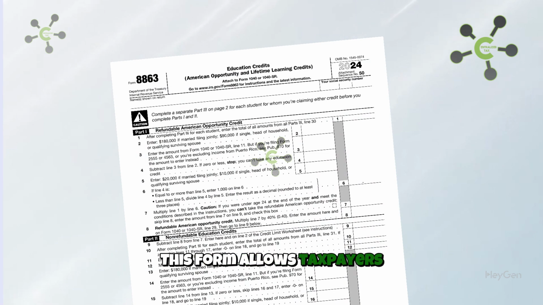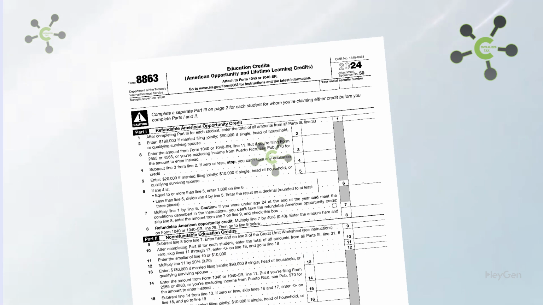Form 8863, Education Credits. This form allows taxpayers to claim credits, such as the American Opportunity Credit, up to $2,500 per student, and the Lifetime Learning Credit. It helps reduce taxes for those paying higher education expenses.